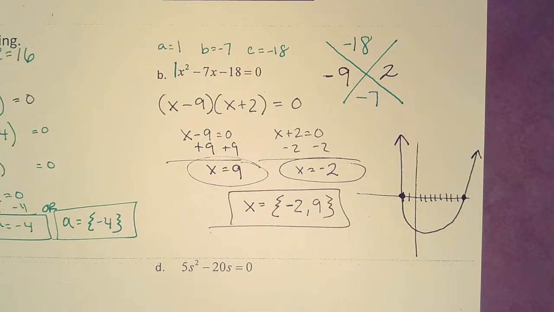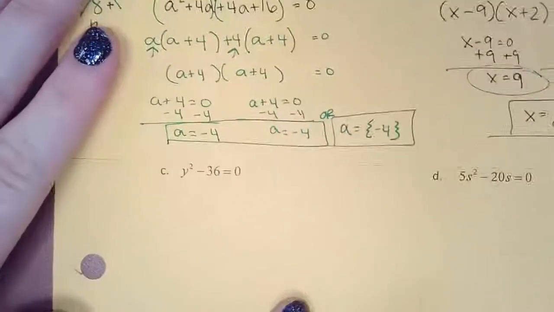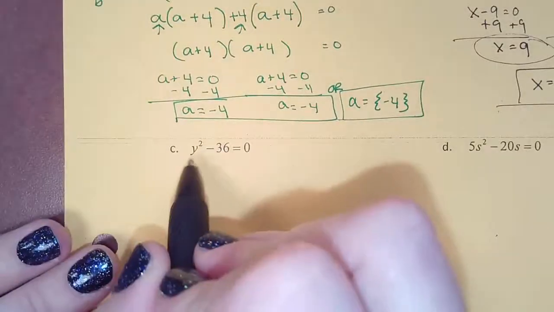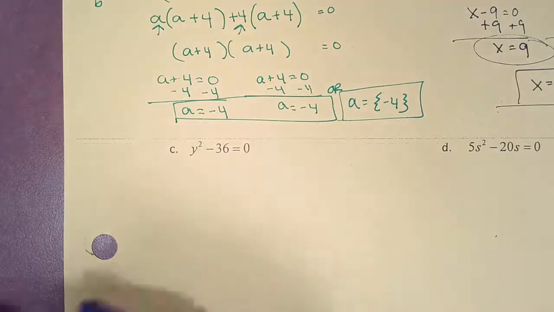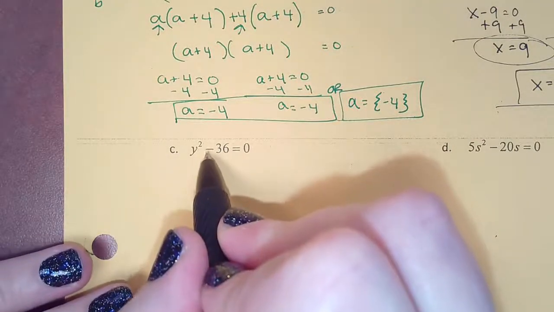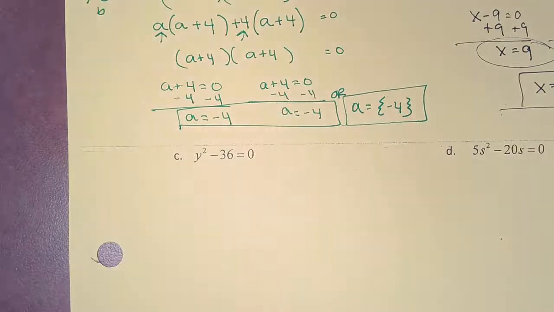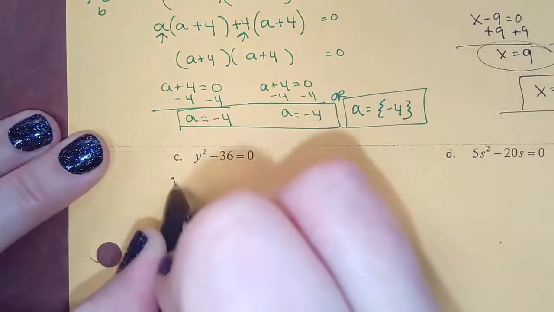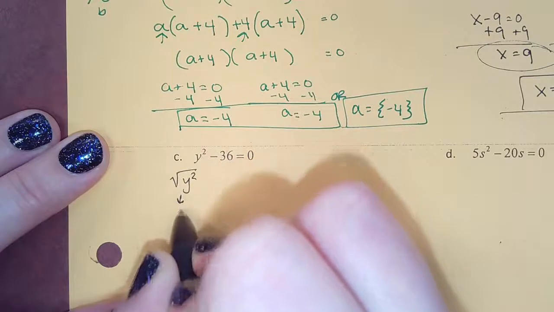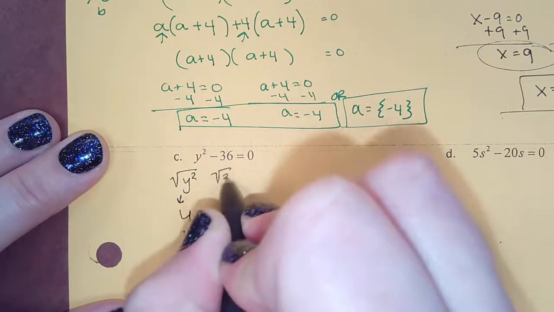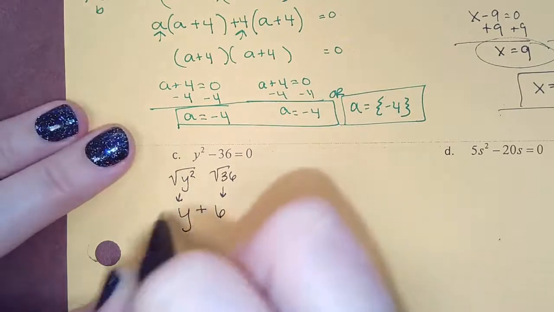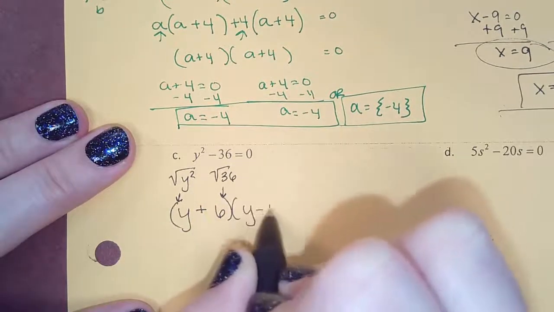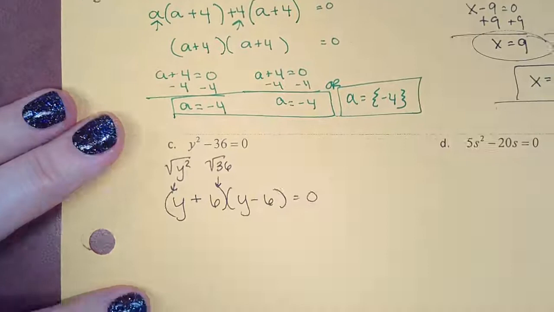Let's do a couple more. Okay, so this one, I have a squared value minus another perfect square. So I could absolutely make it 0, put y in the middle, and do the x method. Or I could say, okay, square root of y squared gives me y. Square root of 36 gives me 6. So this is (y plus 6)(y minus 6) set equal to 0.